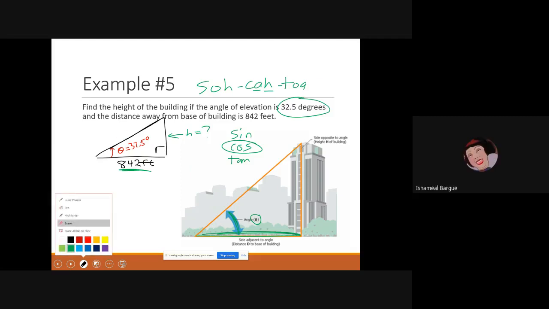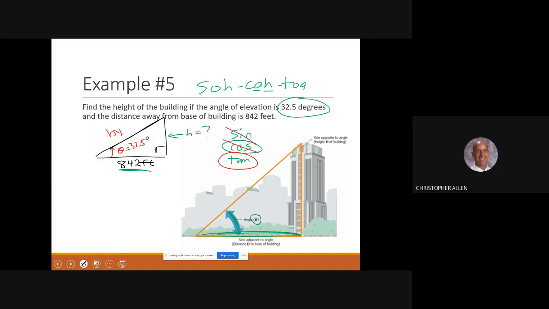Are we using tan? We are going to use the tangent. That is correct. We're not going to use sine, because for the hypotenuse, nothing in this problem tells us that we want this length or know that length. We know this length, which is the adjacent, and we want to find the opposite side length. That's what we want to find. So that means we're going to use tangent again. So we're going to say that the tangent of 32.5 is equal to h over 842.